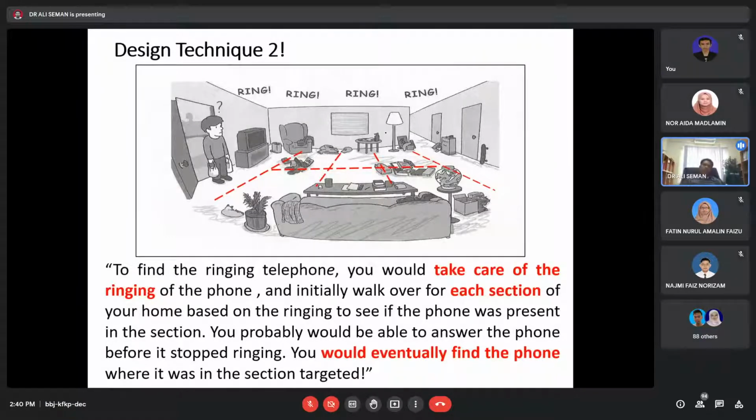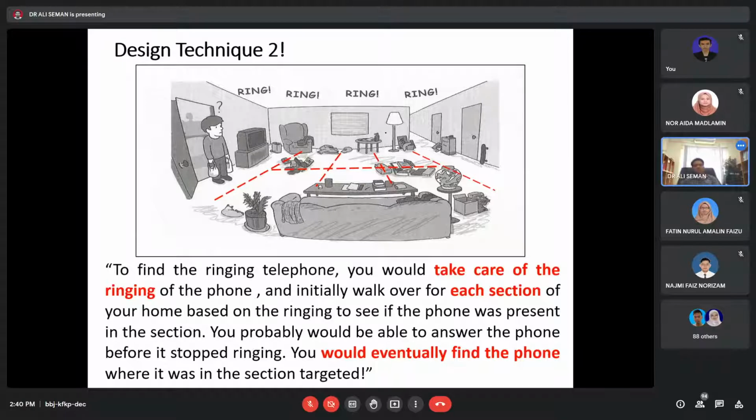Okay, design technique 2 here is slightly different from design technique 1, where we just go for every square inch without any strategy, I would say. But here we have a certain strategy where we divide the rooms of the house into certain sections. We divide into sections and try to find section by section. We may guess that maybe the phone ringing would be in section 2, for example. Then we may use that section 2 to find it.